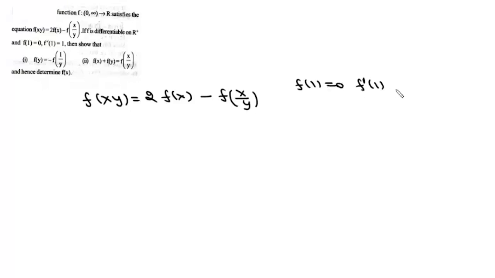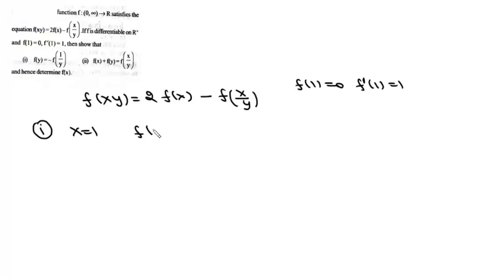Now the question is, we are given a function which is defined as f(xy) equals 2f(x) minus f(x upon y). It is differentiable on R positive such that f(1) is 0 and f dash 1 is 1. Now this first part is show that f(y) is equal to minus f(1 upon y). So what we'll do is we'll simply put x as 1.